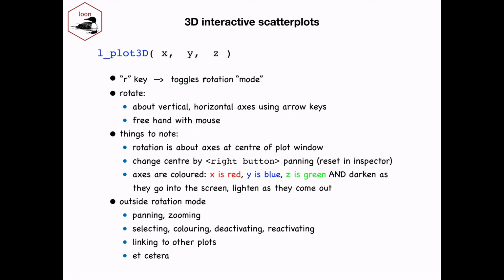As the points rotate, the axes will move with the rotation, and when the axes appear to be entering into the screen, going out through the back of your screen, they'll darken. As they're coming out towards you, they'll be light. That'll help give you some orientation as to how the point cloud appears compared to its original position.